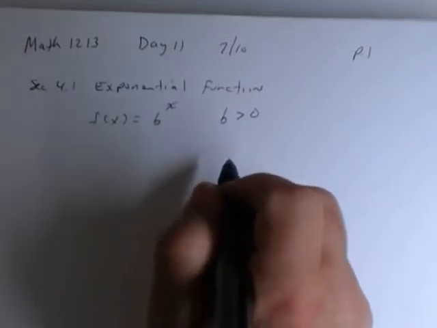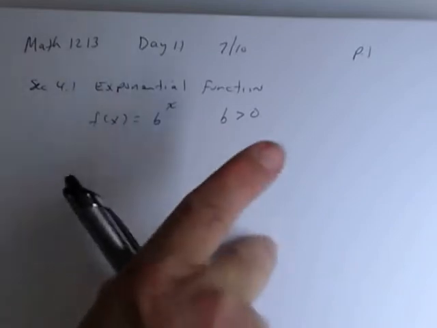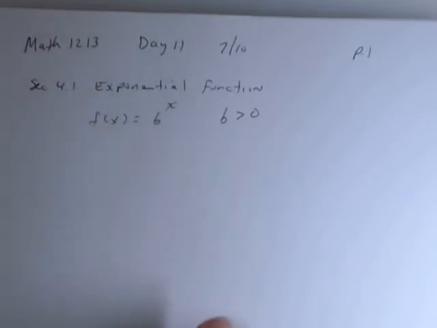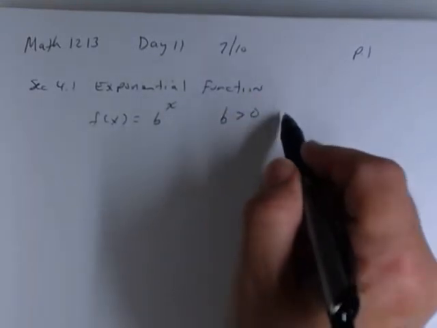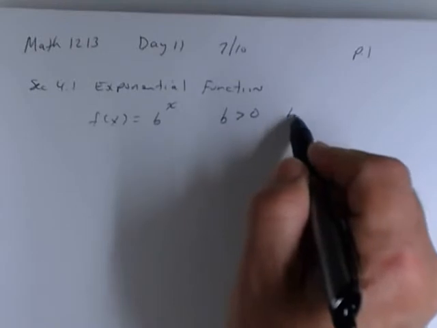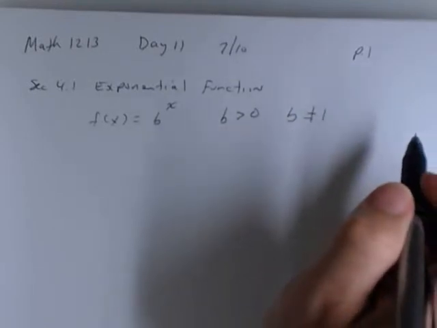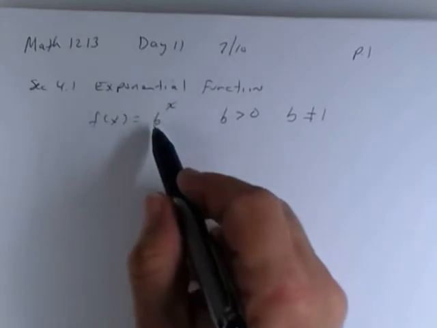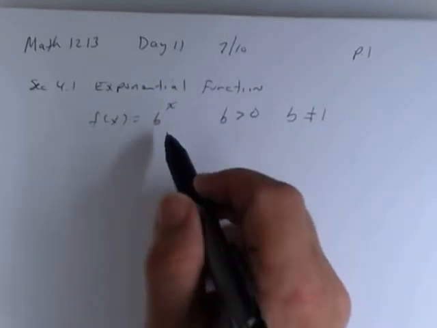We also said that the base must be a positive number, and that idea is going to be important when we talk about logarithms as well, because exponentials and logarithms are connected. The base must be any positive number except 1. The base cannot equal 1, because if the base were 1, 1 raised to any power is always 1, and that's no longer exponential, that's linear.